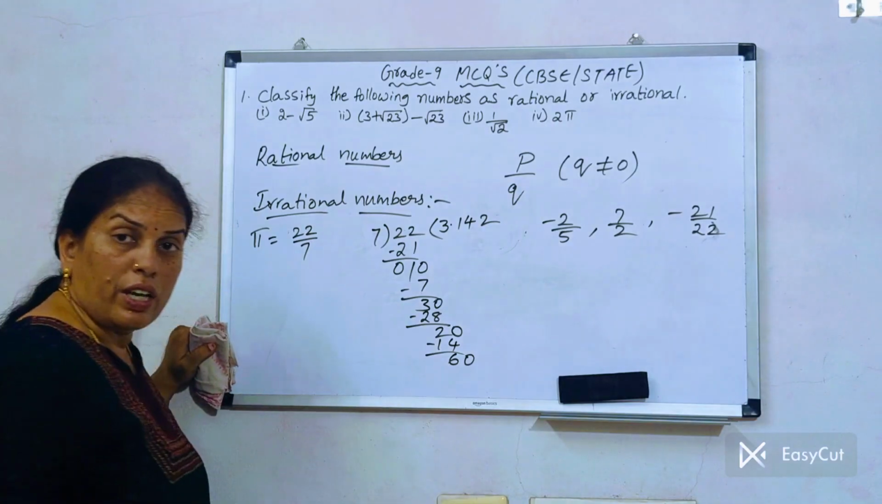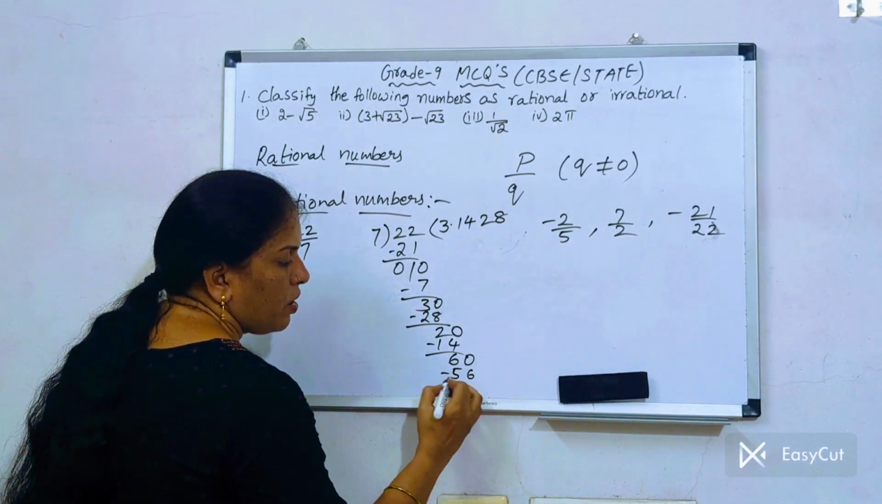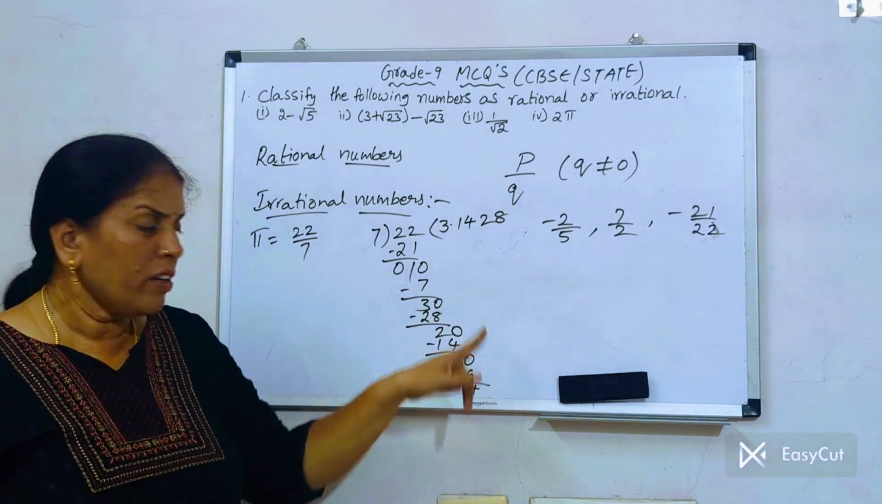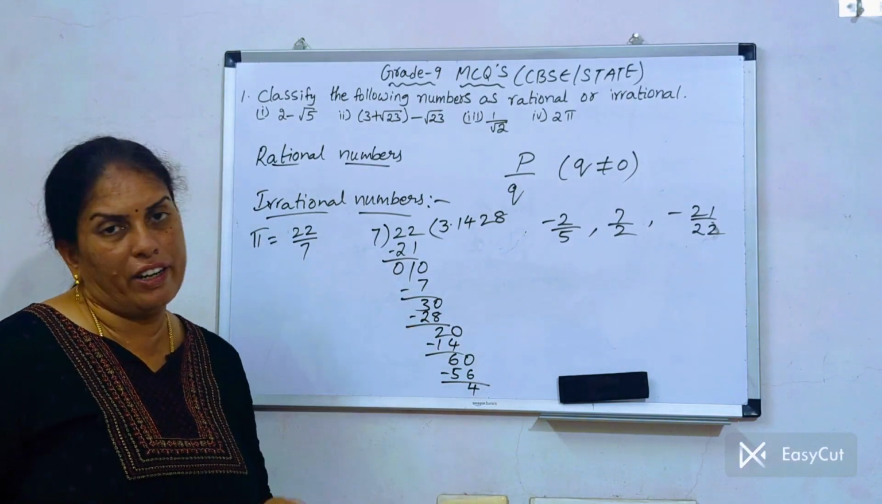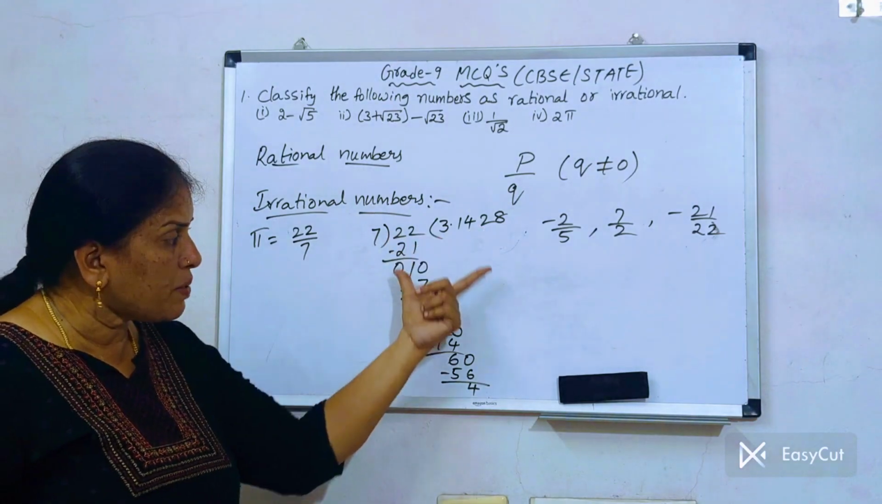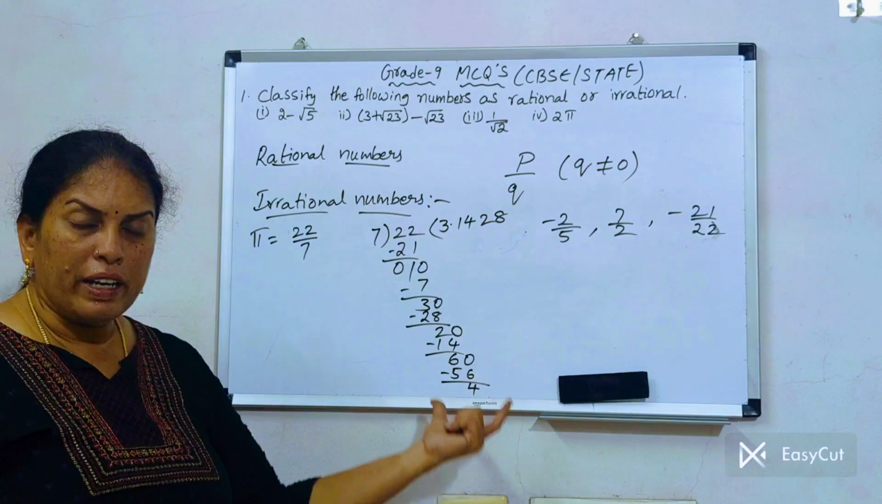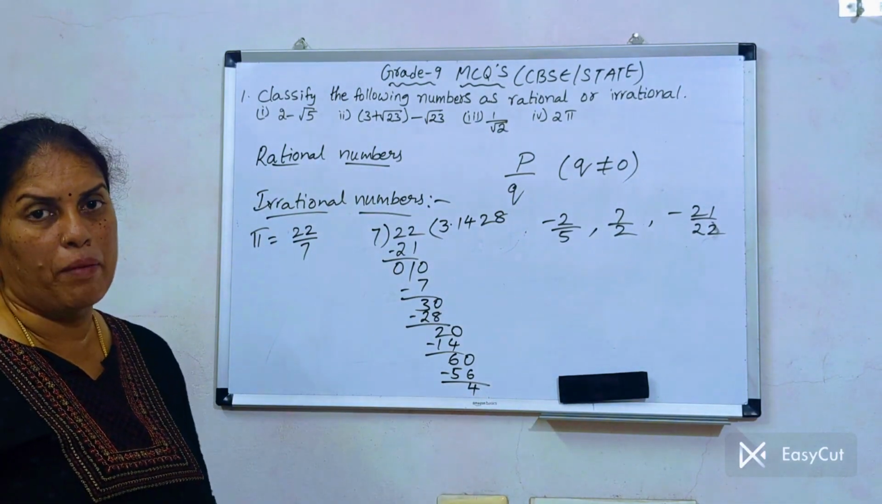Point is there, we can take 10. 7 table, 60, how many times does it divide? 7 eights are 56. So again 4 is the remainder. Point is there, we can take 10. Again how many times does it divide? 7 fives are 35. See here, children, if you observe this one, does the division end? No. Any remainder 0 coming? No. Different numbers are coming.